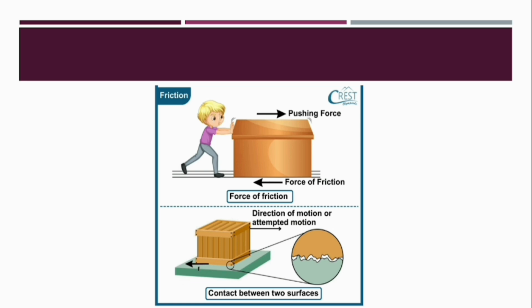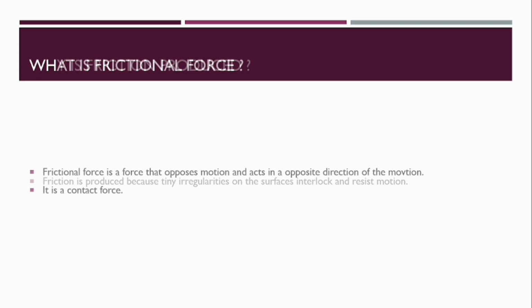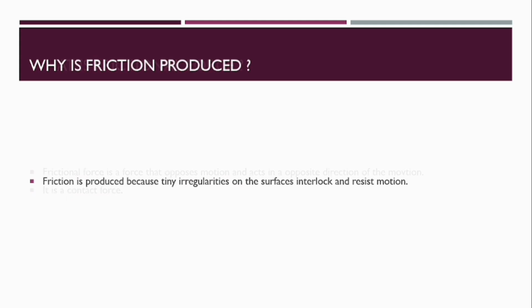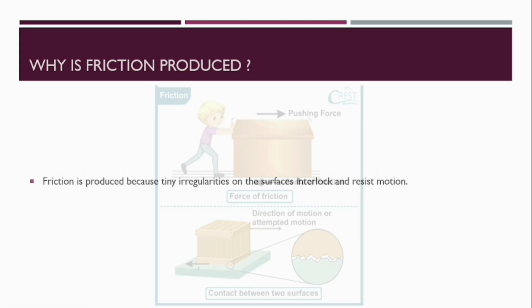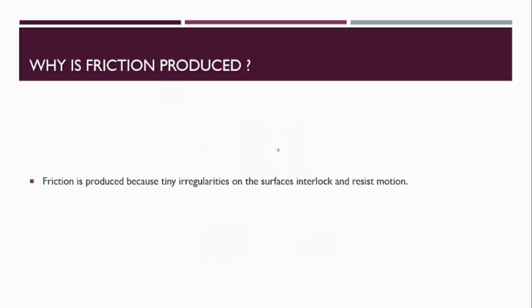For example, if you look at this picture, there are tiny projections at the point of contact of these two surfaces. Because of these irregularities, there is friction present between these two surfaces. So friction is mainly produced by the irregularities which resist motion. Friction is also a force, therefore its unit is also Newton.